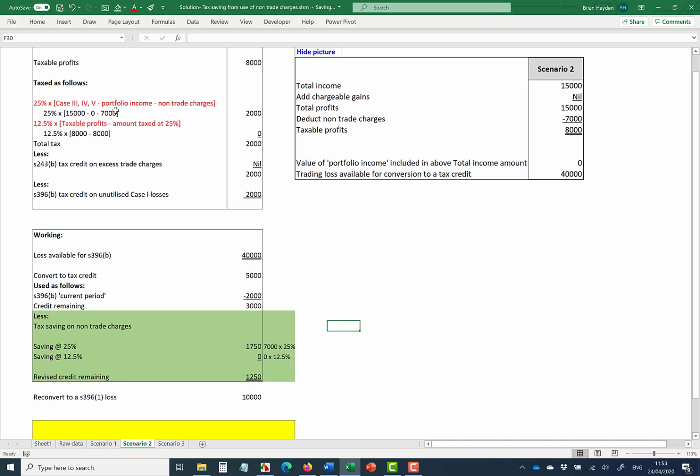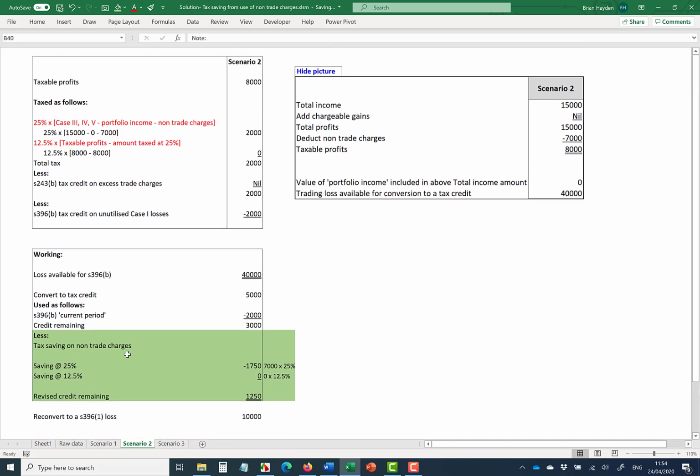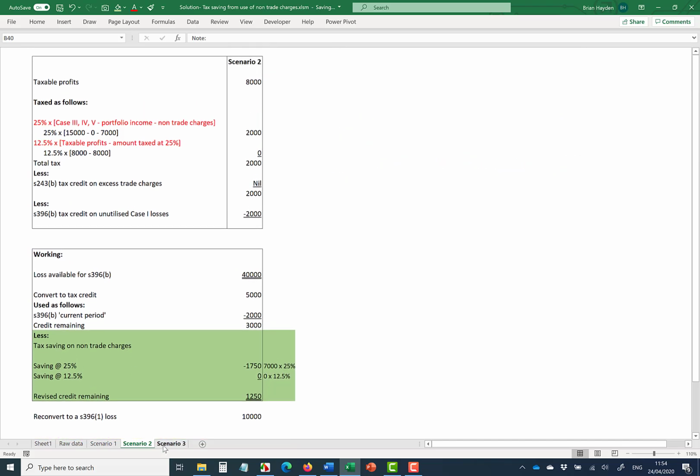Okay, so we used 7,000 of non-trade charges against high rate income. So we saved 25% of 7,000. And again, just the general point there. We have a 396B claim in the period. We claimed relief for non-trade charges. Okay, you can see we used 7,000. So we had to do this bit that's highlighted in green. Okay, so that's scenario 2, and I will go to scenario 3.